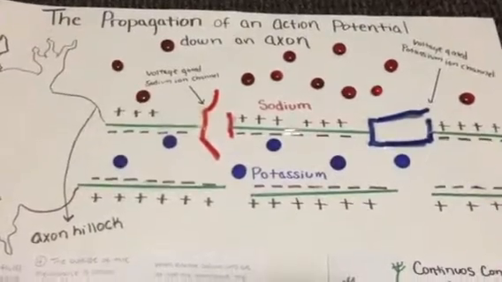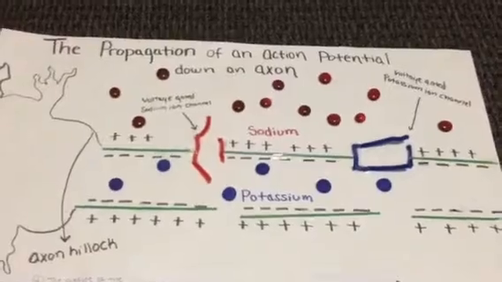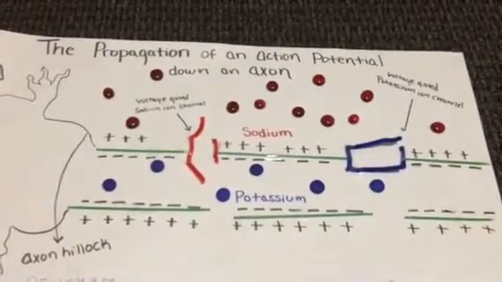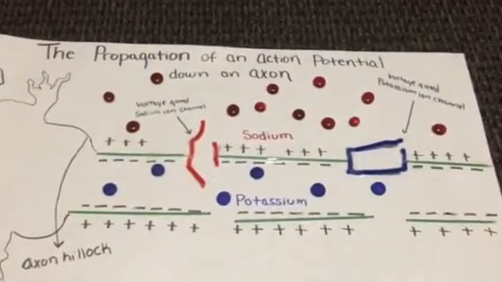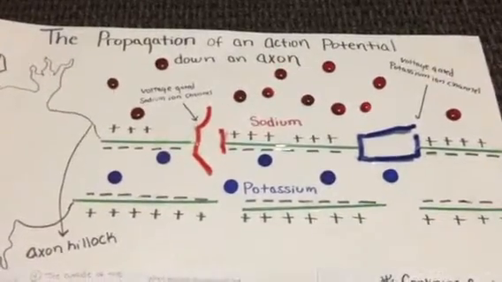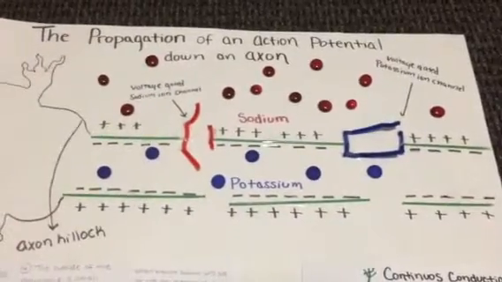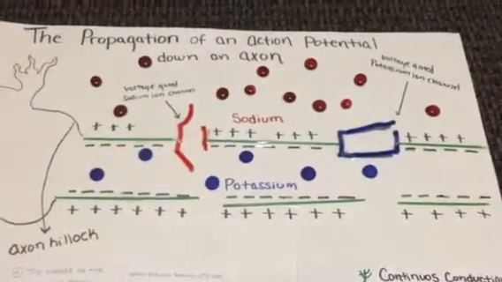Repolarization occurs when the voltage-gated potassium channels begin to open and allow potassium ions to escape from the inner membrane. This causes the inner membrane charge to drop dramatically, heading back towards resting potential. And this concludes the propagation of an action potential down an axon. Thank you for watching.